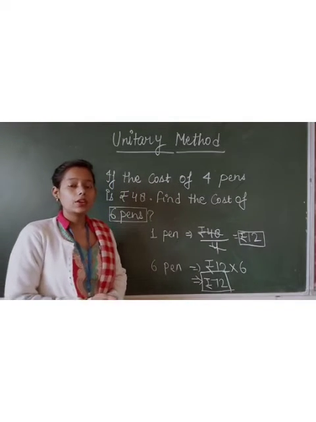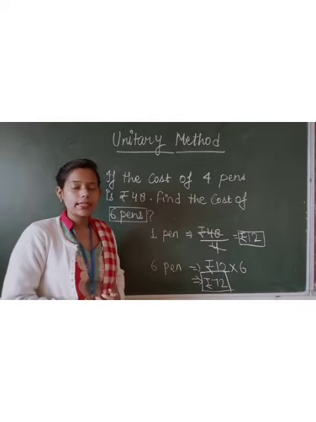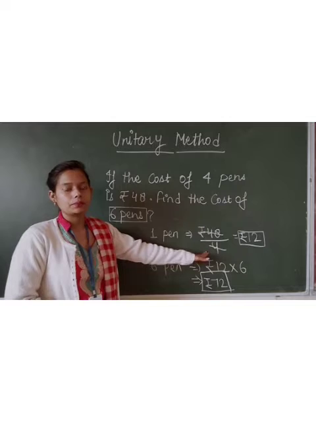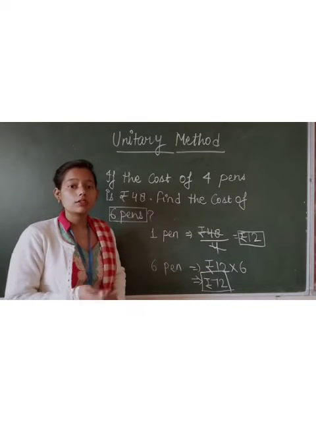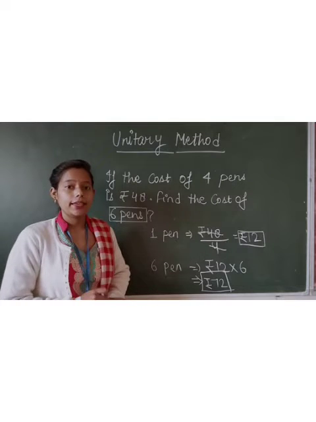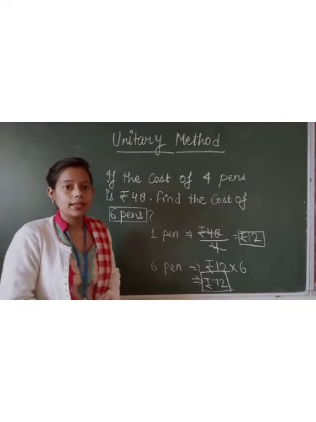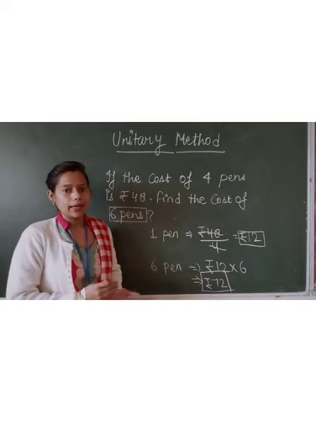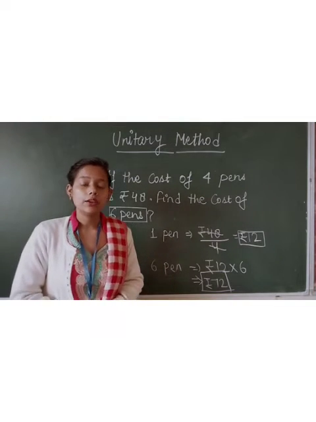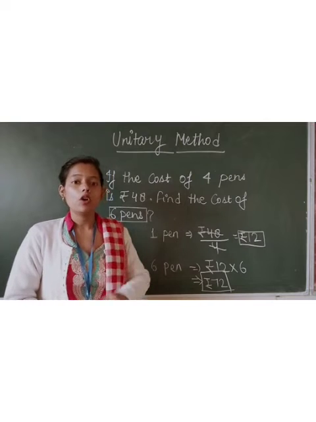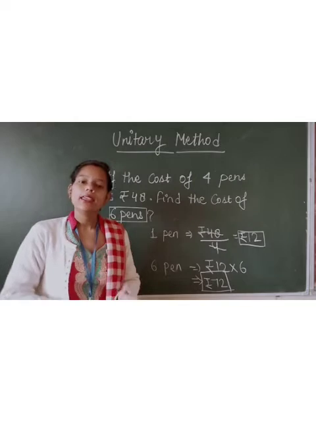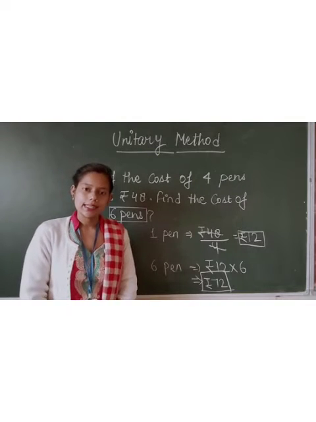Similarly class, if we are going to find out another quantity, we can multiply it by the price of 1 pen. Like if we are finding the cost of 10 pens, then 12 rupees multiplied by 10. If we are finding the cost of 3 pens, then 12 rupees multiplied by 3. So in the unitary method class, firstly we have to find out the price or cost of one article or one thing, then we can easily find out the cost of many.